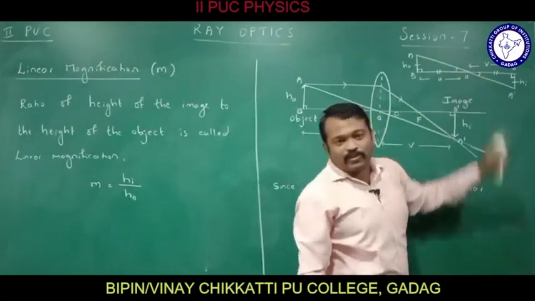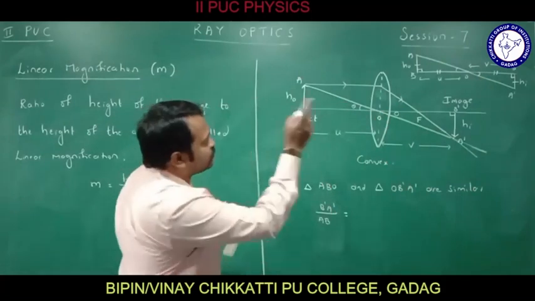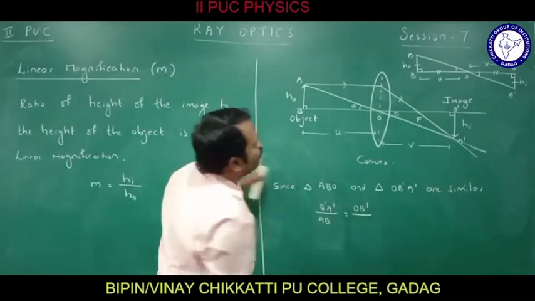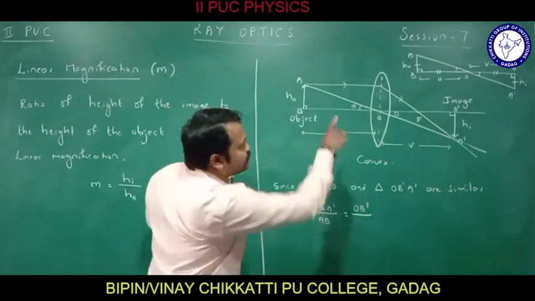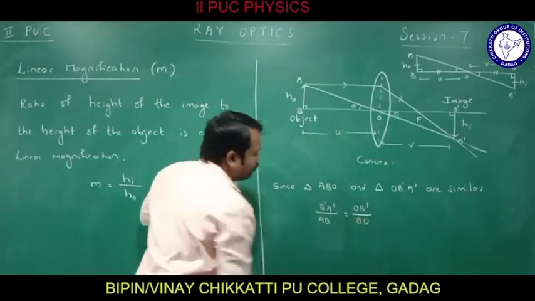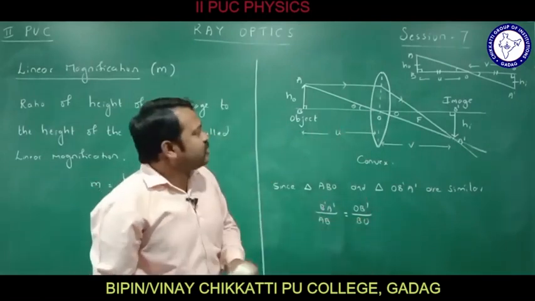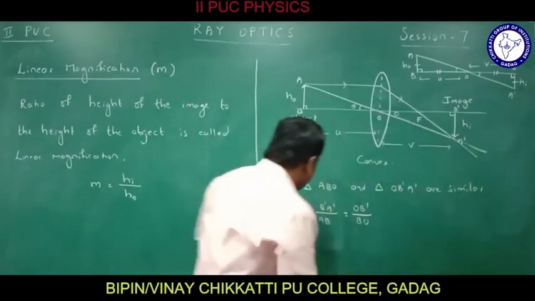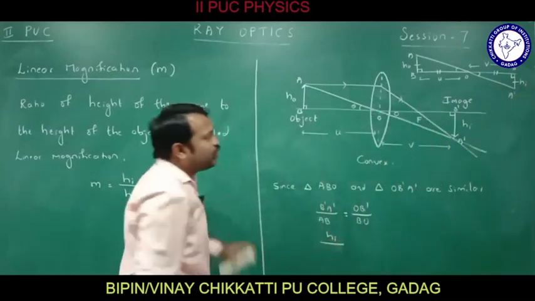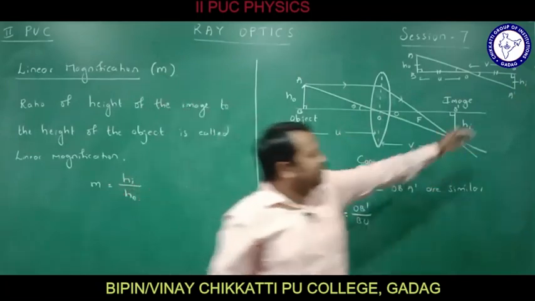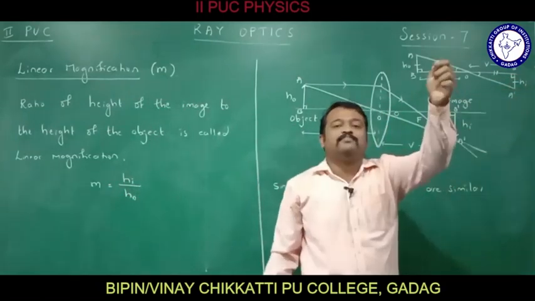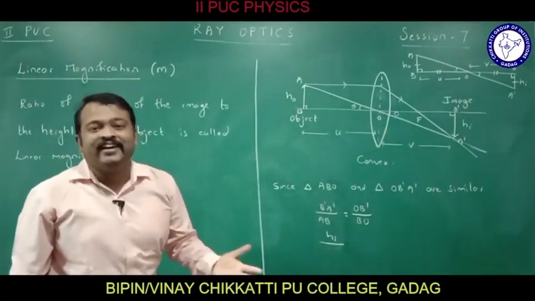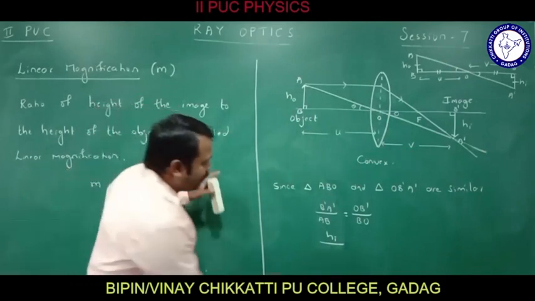So B'A' divided by AB equals OB' divided by BO. What is B'A'? It is the height of the image, HI. Is it positive or negative? It is negative because it is downwards. If distances are measured downwards from the principal axis, we take them as negative. That is the sign convention we are using here. So let me take it as minus.